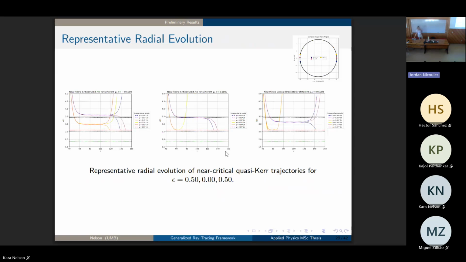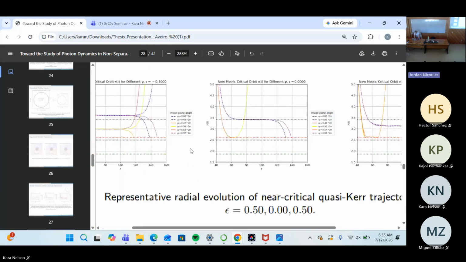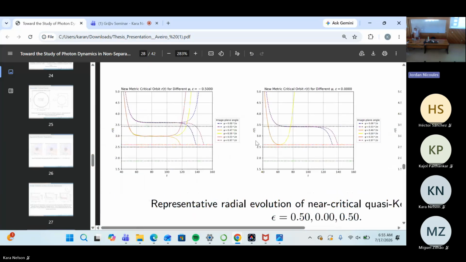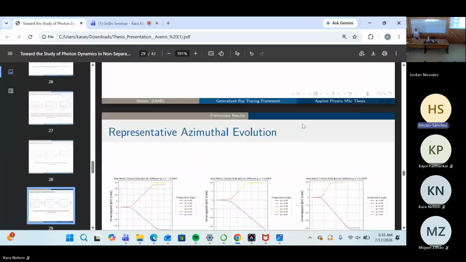Sorry, I cannot read the label on the y. Yeah, sorry, I can zoom in. It's R of T, but I know, I just didn't want to put more slides. It's already long. Yeah, I can actually just keep it like this, if you want.